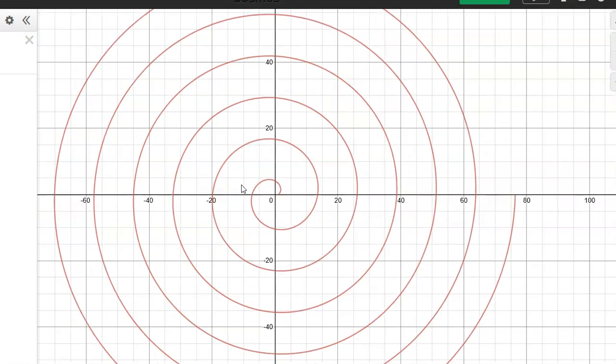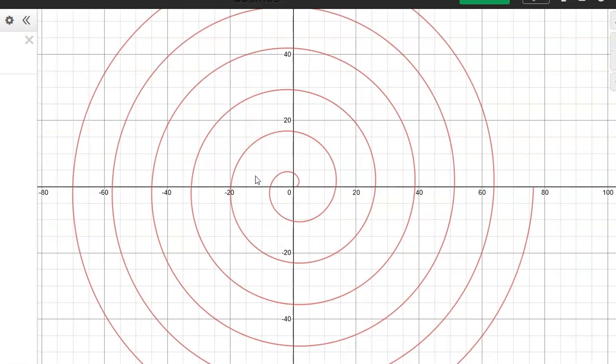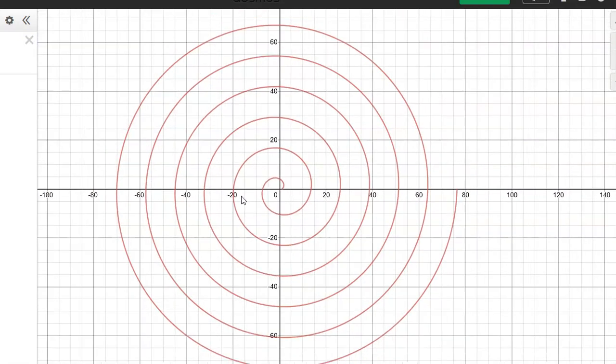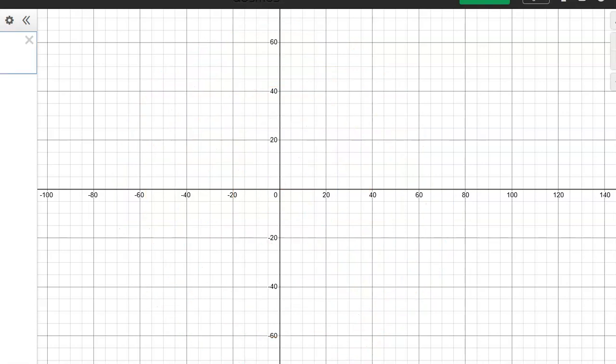Now, on the theta interval between 0 and 12 pi, I create a set of spirals that looks like that, and it stops here at 12 pi. Now, if I want more, just put in more values of theta, and this thing will keep going and going and going. So there's your Archimedes spiral. Now, let's take that out for a second, and I'm going to graph the second one.